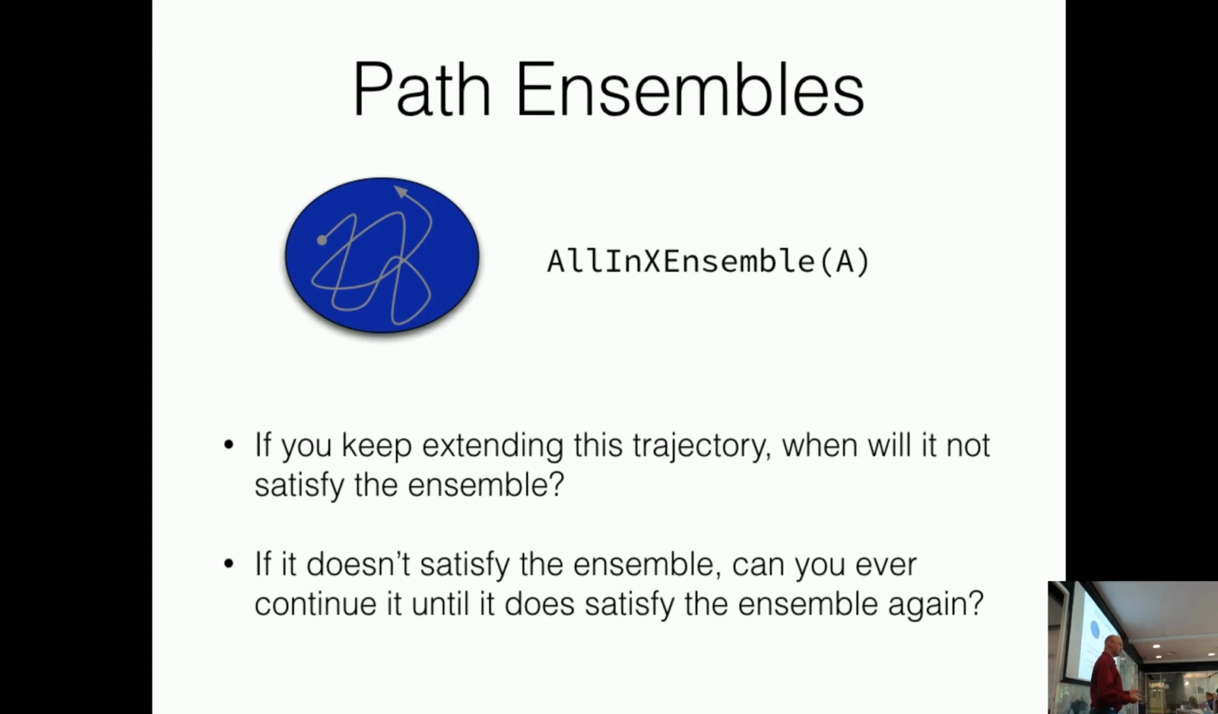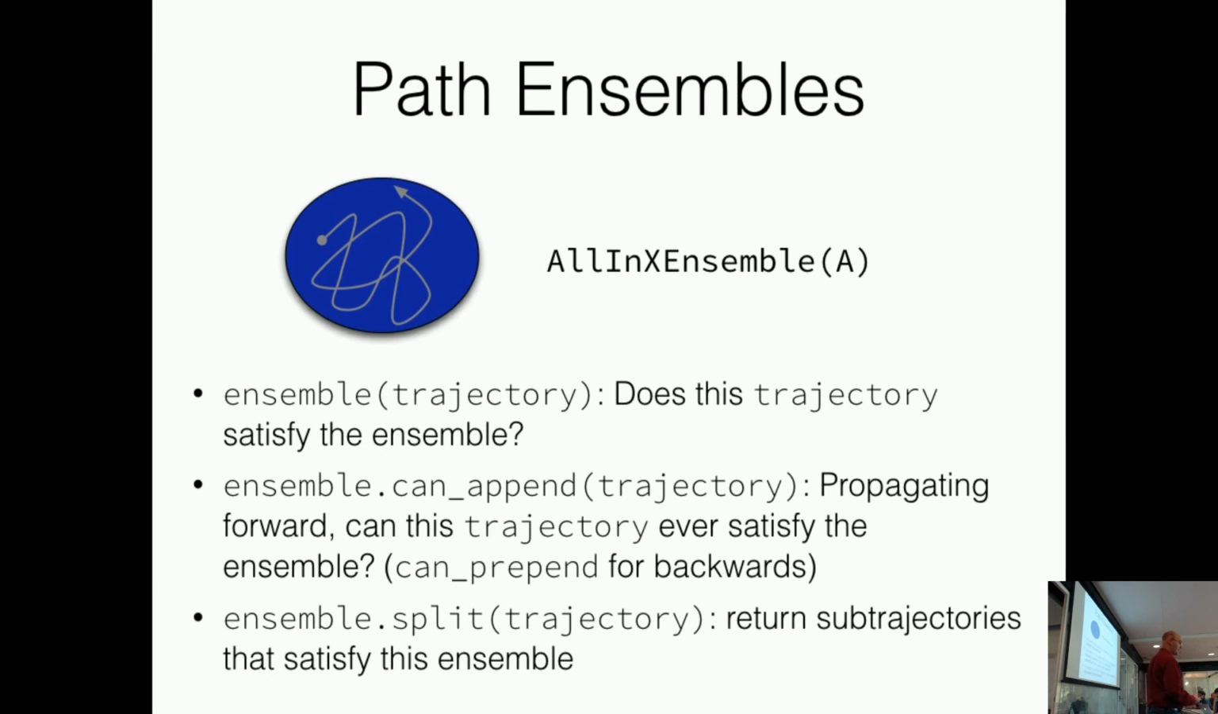So these are the ideas. These are the questions that you need to ask as you're doing path sampling: when do I know I can never be in this ensemble again? And so we have a few methods that are associated with the ensemble object. The first is just the call method on it, which just asks, does it satisfy the ensemble? But there are these other methods that are really important, like can append.